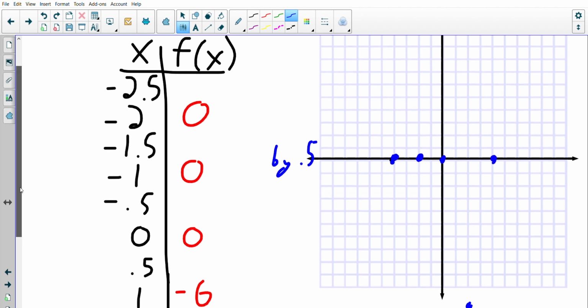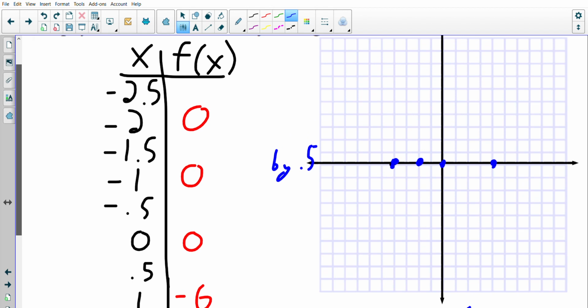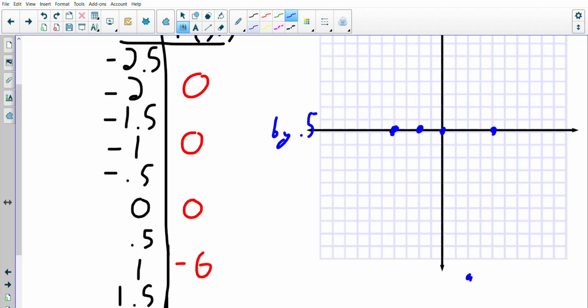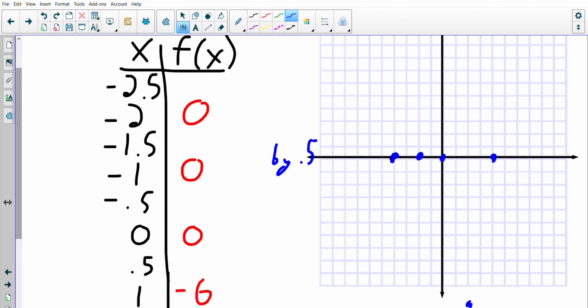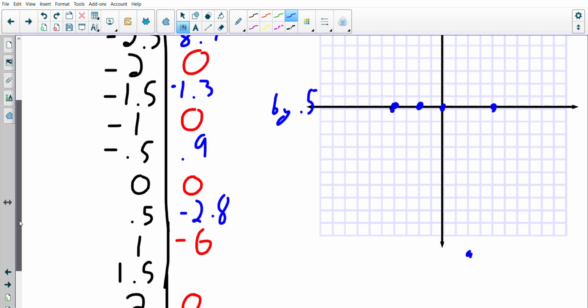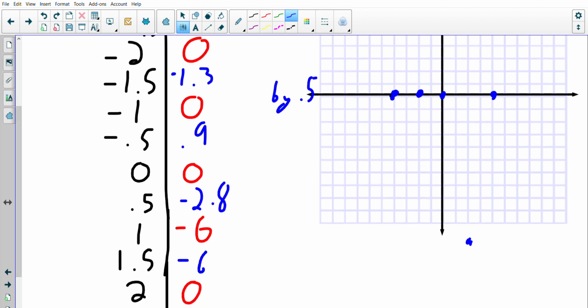Okay, that doesn't help me at all. I have no idea. So we need more numbers. I'm going to plug in these 0.5s. If I plug in -2.5, I get 8.4. At -1.5, I get approximately 1.3. At -0.5, I get approximately 0.9. At 0.5, I get -2.8. At 1.5, I get -6.6.